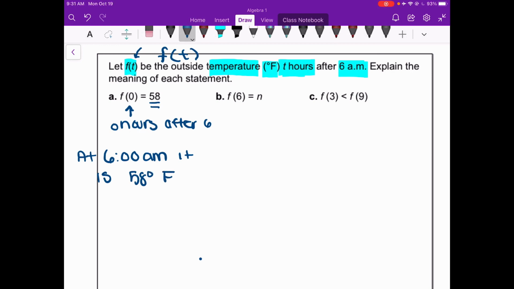Okay, let's do letter B. f of 6. f of 6 means we're looking at 6 hours after 6 a.m. So I want you guys to think about that. 6 hours later would be at 12 o'clock p.m. So at 12 o'clock p.m. it is, and now what is the function equal? N degrees outside.